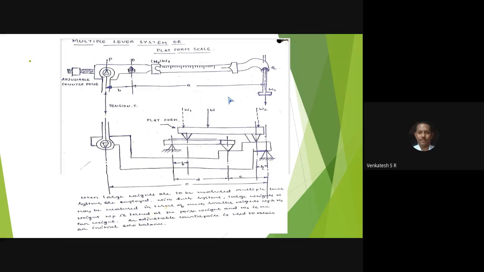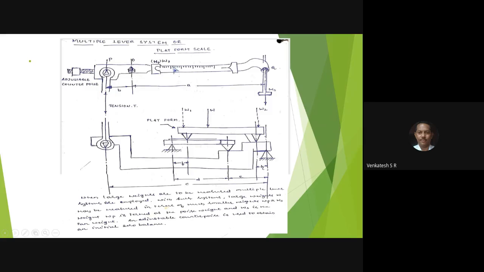can be measured by the application of the weight of this counterpoise weight and the needle. Counterpoise moving in the right side, the coinciding division. When the beam moves in the upward direction, that is the weight of the unknown grocery placed on the platform. All of you observe here, this is the platform. Once again, what all the things present in the multiple lever system or platform scale. Observe here the adjustable counterpoise.